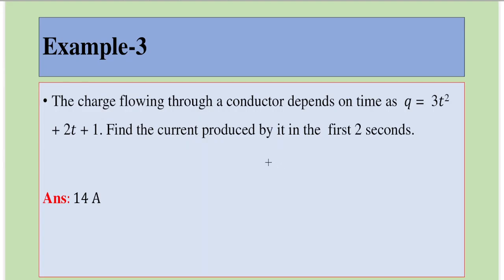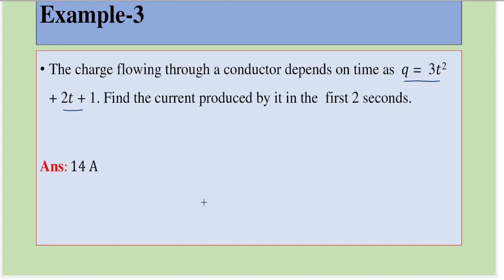Example 3 says the charge flowing through a conductor depends on time as q is equal to 3t square plus 2t plus 1. Find the current produced in the first 2 seconds. Now here the charge flowing is not uniform, rather the charge entering or leaving a conductor is a function of time. So here q is equal to 3t square plus 2t plus 1.